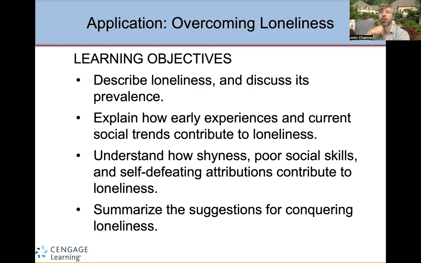Okay, last thing we're going to look at is applying some of our understanding about friendships and relationships to overcome the phenomenon of loneliness. So by the end of this section, you should be able to describe what loneliness is, discuss its prevalence, explain how early experiences and current social trends contribute to loneliness, understand how shyness, poor social skills, and self-defeating attributions contribute to loneliness, and summarize suggestions for conquering loneliness.